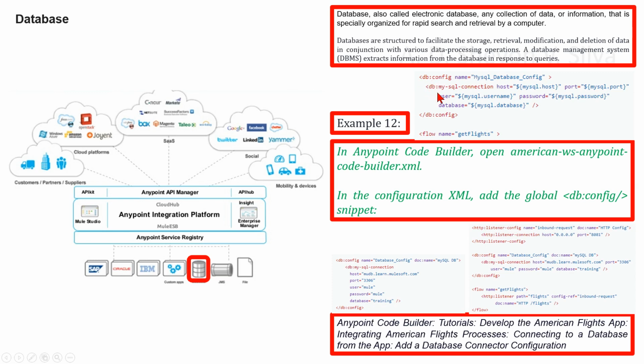Type MySQL to search for the snippet, and select the snippet db:mysql-config. The snippet XML is inserted above the flow element here. Edit the attributes in the DB config to produce the XML configuration. Review the complete configuration XML. Proceed to write a query to return all flights.